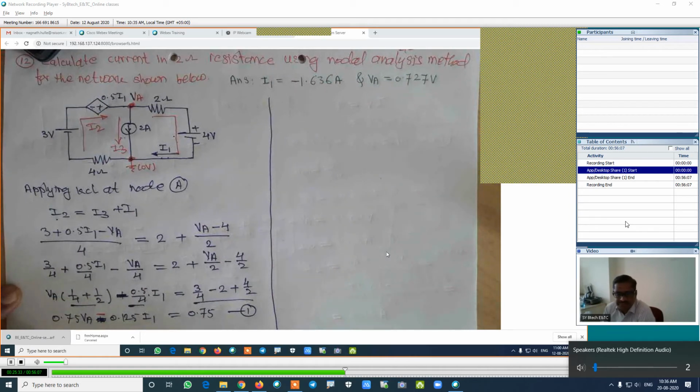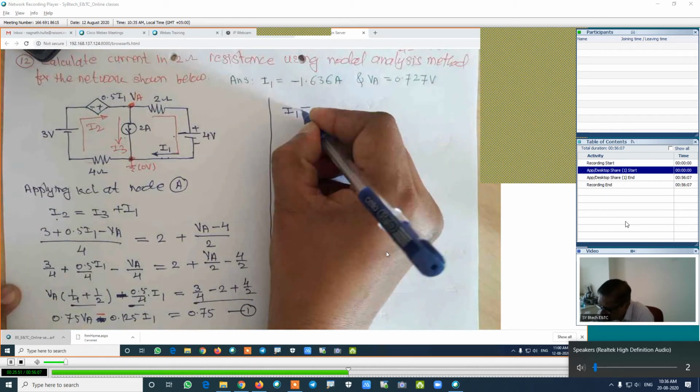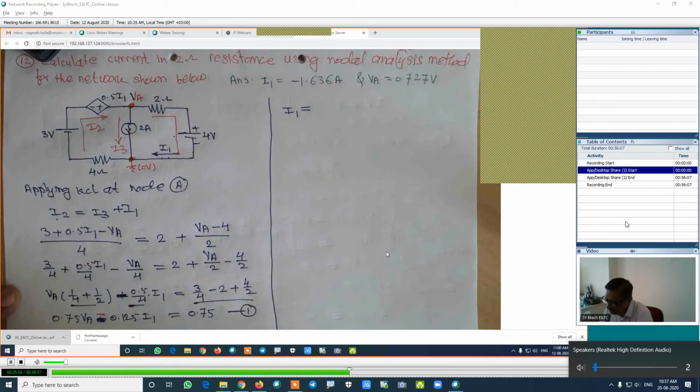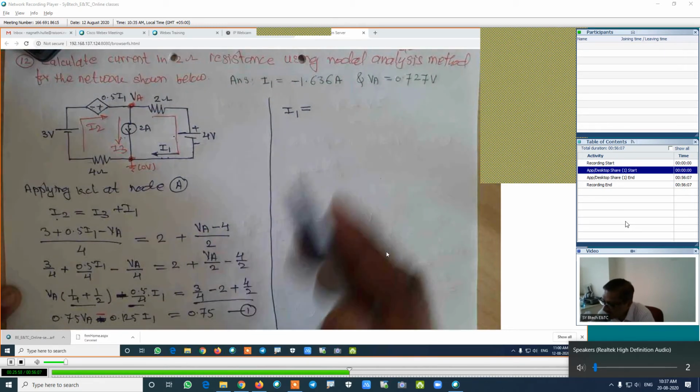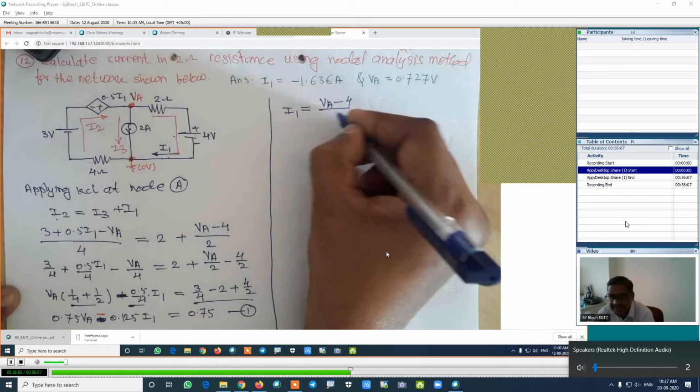Now look at how many equations we have. One equation. How many unknowns we have? The 2. One unknown is VA, another unknown is I1. Now what we have to do? We have to find out the value of the unknown I1 in terms of potential VA. If we are finding the value of I1, already we have done that. How much is the value of I1? It is VA minus 4 divided by 2.